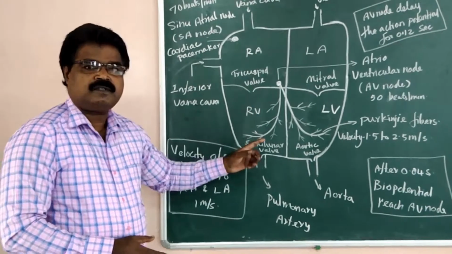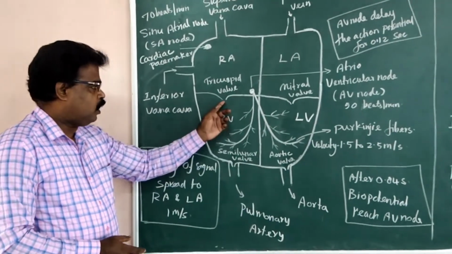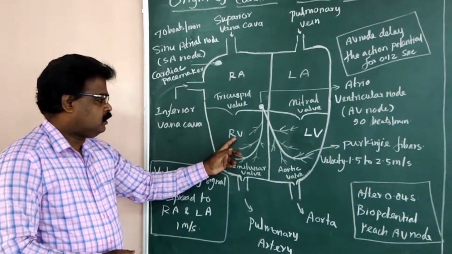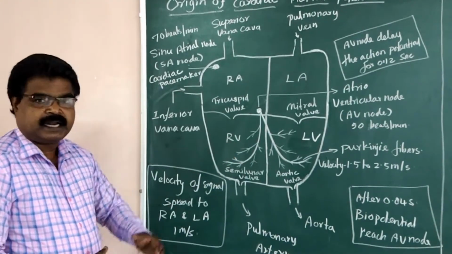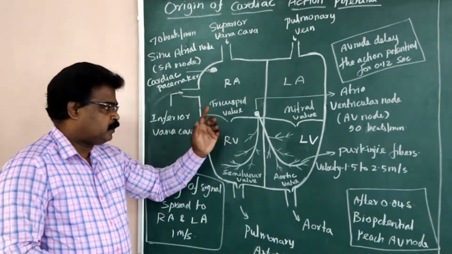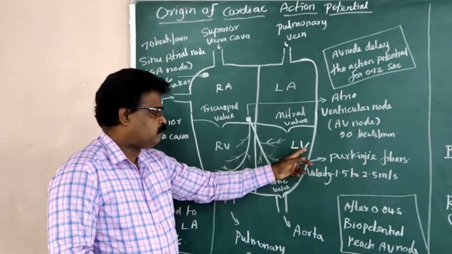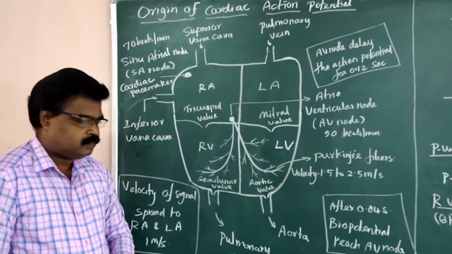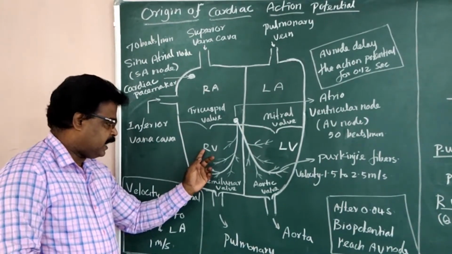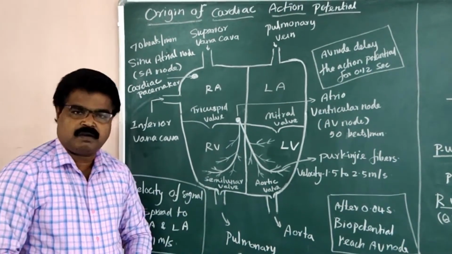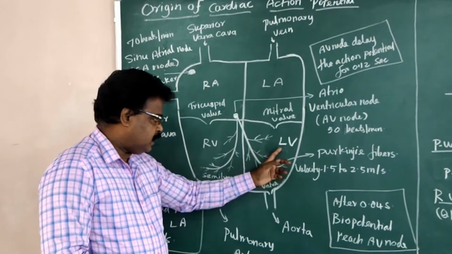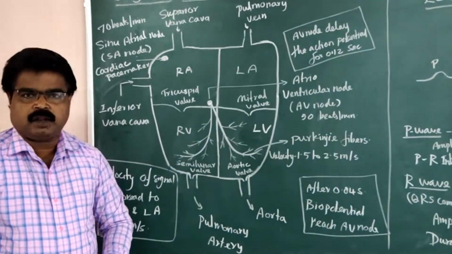There are four valves in the heart. The valve that connects the right atrium and right ventricle is called the tricuspid valve. The valve between the left atrium and left ventricle is called the mitral valve. The valve present in the right ventricle is called the semilunar valve. The valve present in the left ventricle is called the aortic valve.